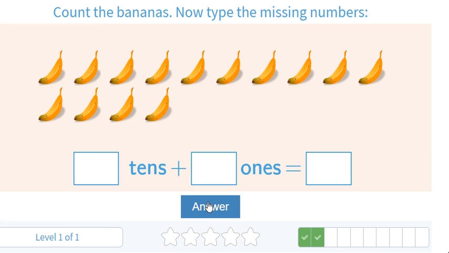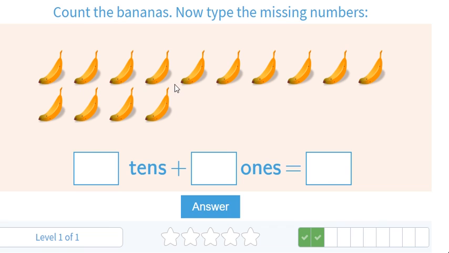Yep, it says super. All right, so now just like the last question, it says to count the bananas and type the missing numbers. So I can see my group of 10 here, and I can see a group of 1s. So let's count our bananas just to check our work. 1, 2, 3, 4, 5, 6, 7, 8, 9, 10. Yes, I was right. There is a group of 10s here.